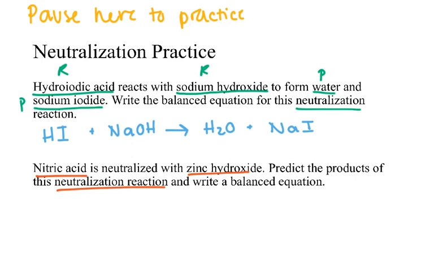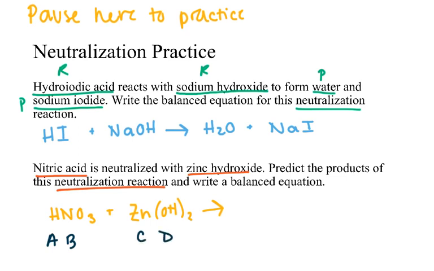So we have nitric acid, HNO3, and we have zinc hydroxide. So zinc hydroxide is going to be this guy here. And let's remember our formula. Remember our A, B, C, D formula? So we're going to have A, B, C, D.